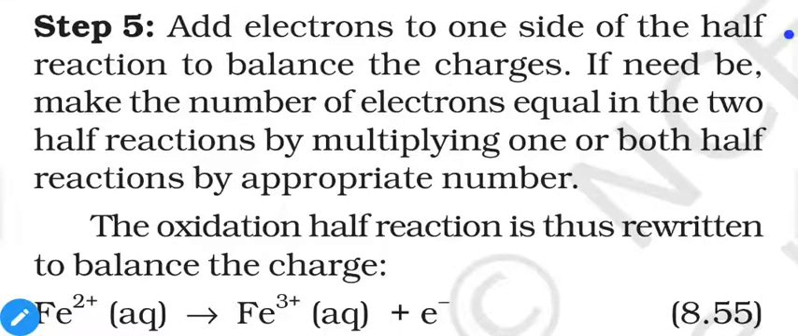That means if in the reduction half reaction and oxidation half reaction the number of electrons is not the same, then do make them the same. How can we make it? Let's discuss both of these things. So first thing first, we have to balance the charge.